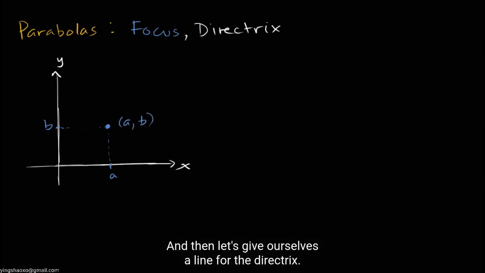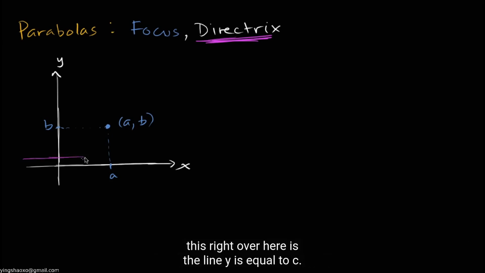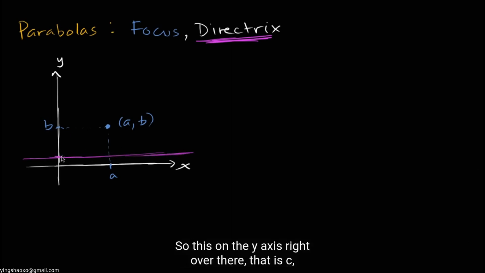And then let's give ourselves a line for the directrix. And actually, let me do this in a different color instead of just white, because I already did the coordinates in white. So I will do it in this magenta color. So a comma b is the focus. And let's say y equals c is the directrix. So this right over here is the line, y is equal to c. So this on the y-axis right over there, that is c.